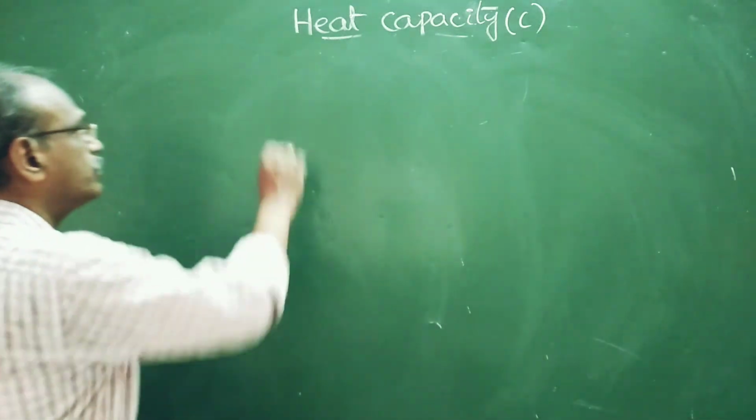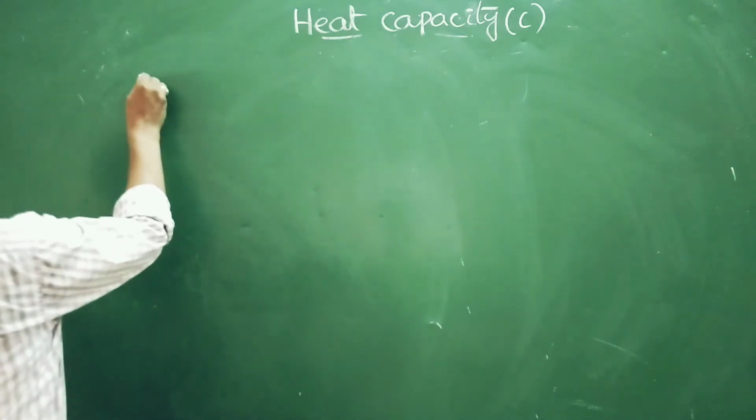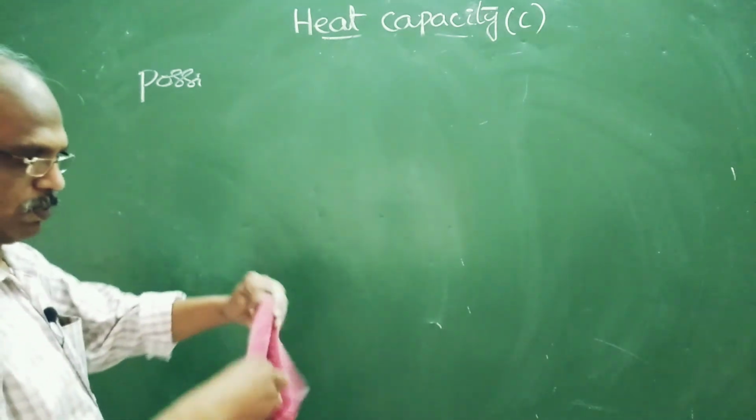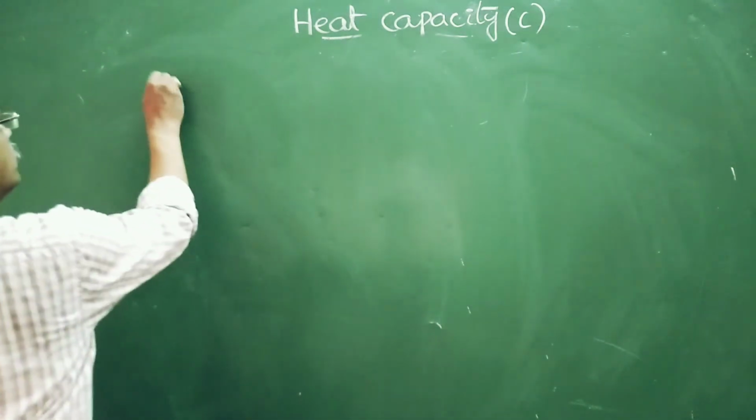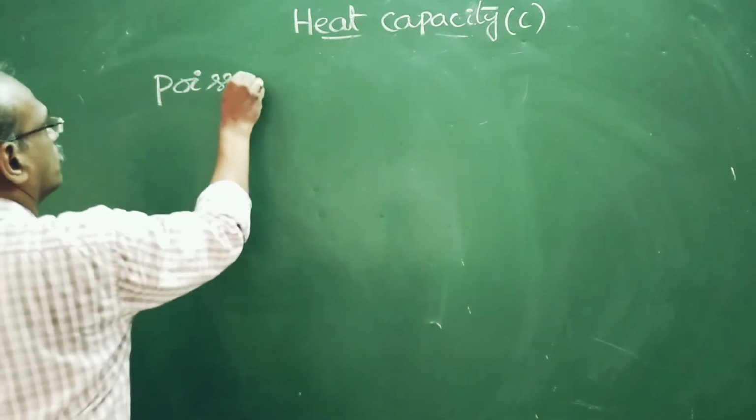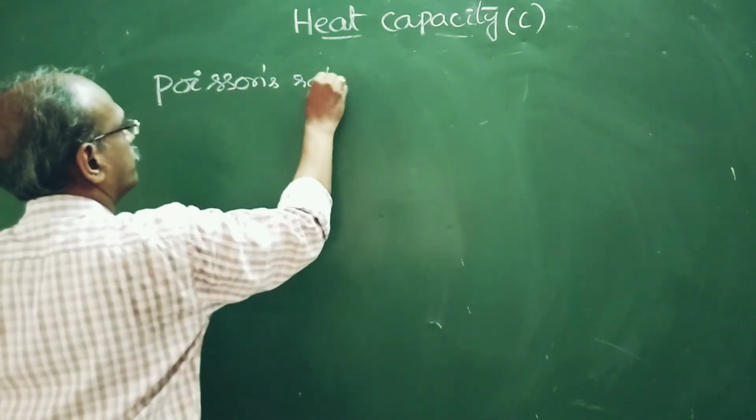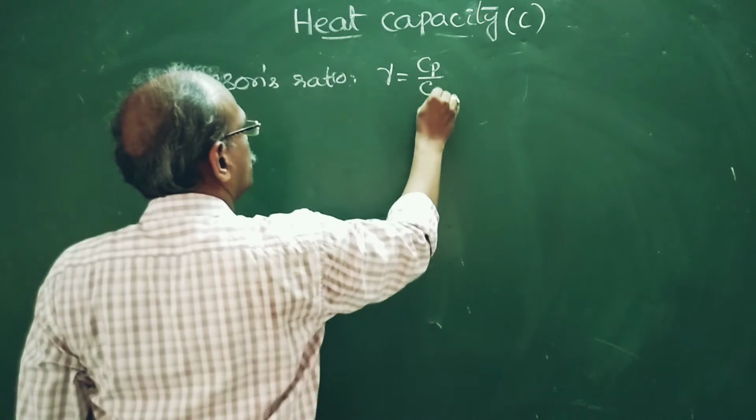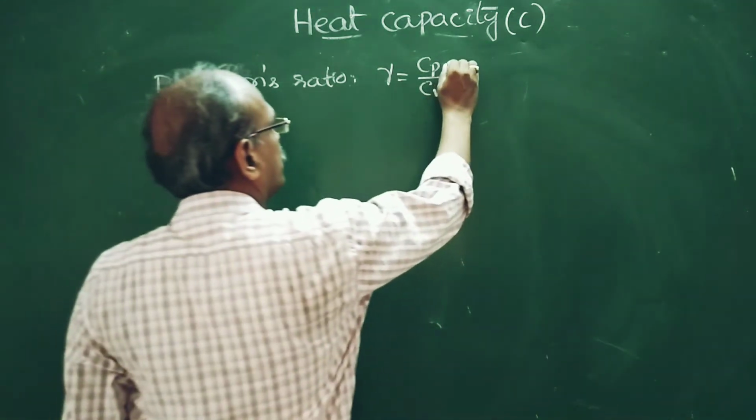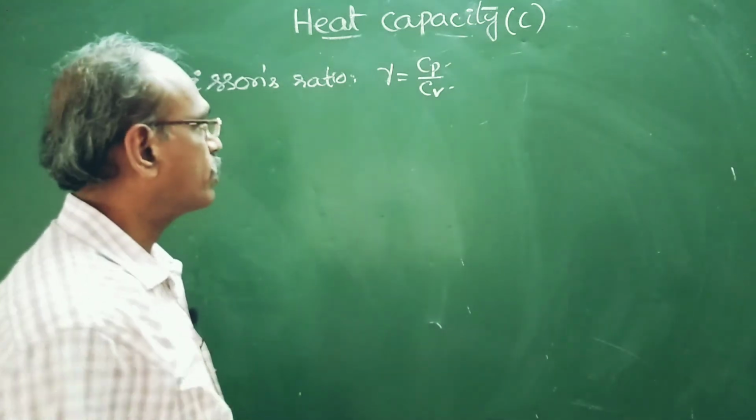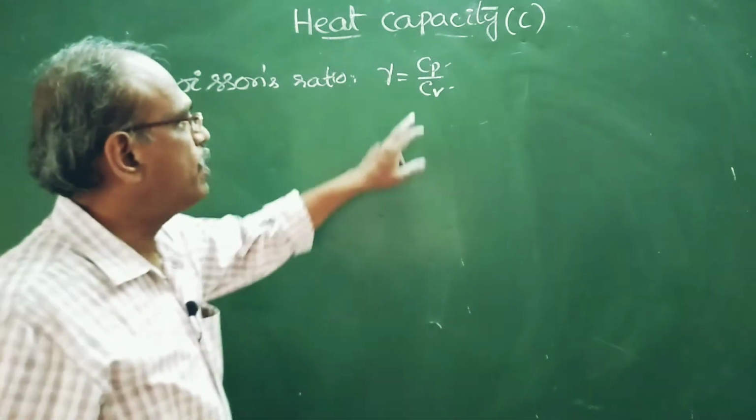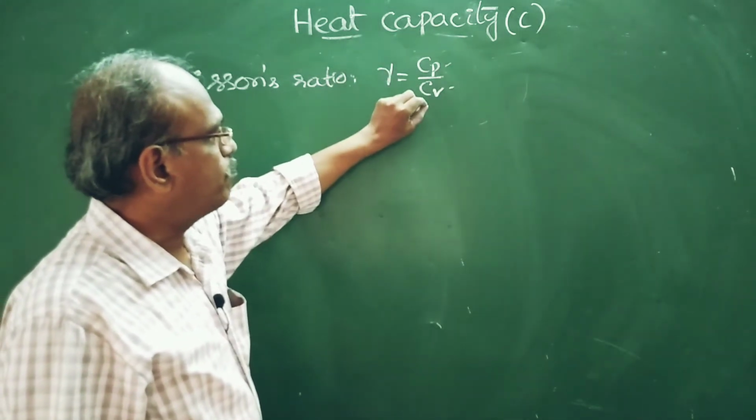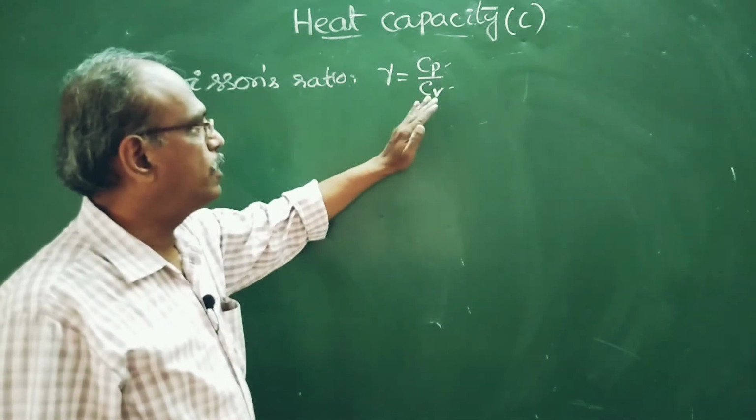See here, if you look at Poisson's ratio, that is gamma is equal to Cp by Cv. Now to look at the Cp and Cv values. See, these Cp and Cv values depend on temperature, and they are related to degrees of freedom.